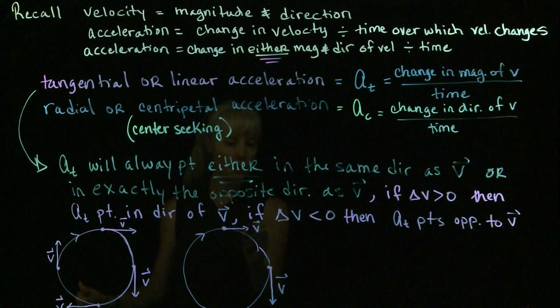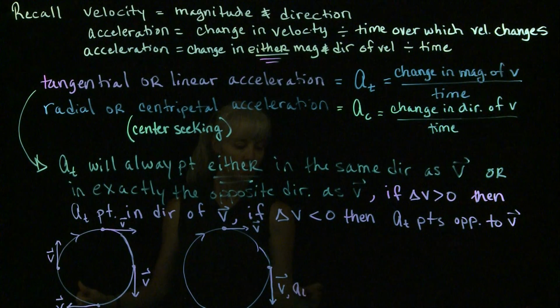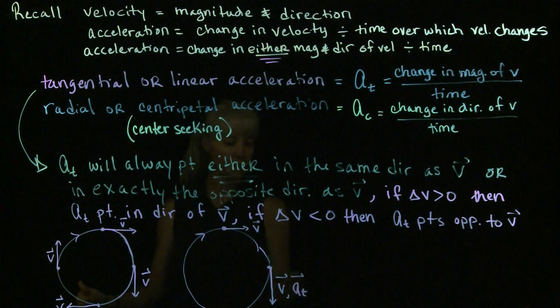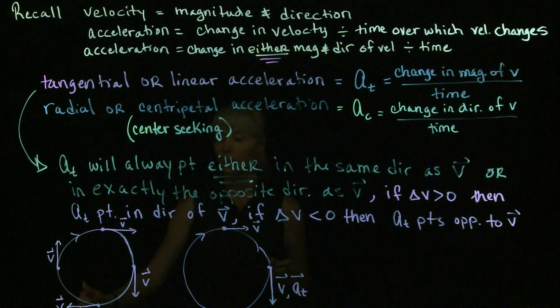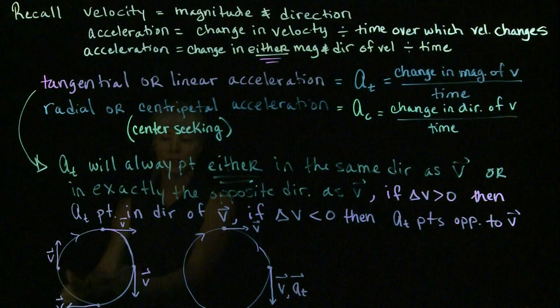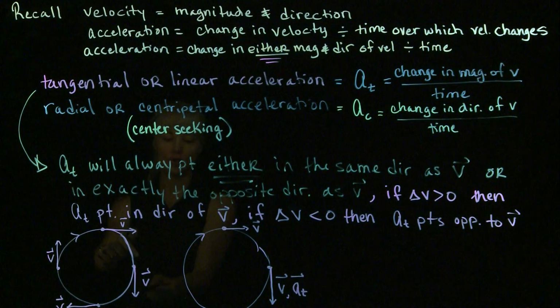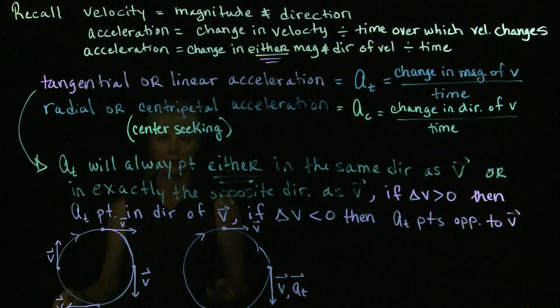Well, since the object is speeding up at this point, then the tangential acceleration is going to be in the same direction as the velocity. Notice that here the tangential acceleration will be 0. Again, that's just looking at the lengths of these arrows. They're the same length. That means the magnitude part of the velocity is the same. Tangential acceleration either points with or against the velocity's instantaneous direction, depending on whether the object is speeding up at that instant in time or it's slowing down at that instant in time.